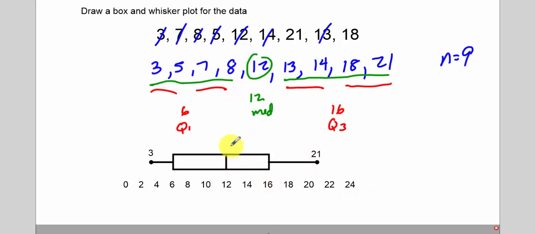So note I have my median here right at 12. I have my third quartile sitting at 16. I have my first quartile sitting at 6. The minimum value is 3, somewhere between 4 and 2, obviously, and 21 sitting between 20 and 22.